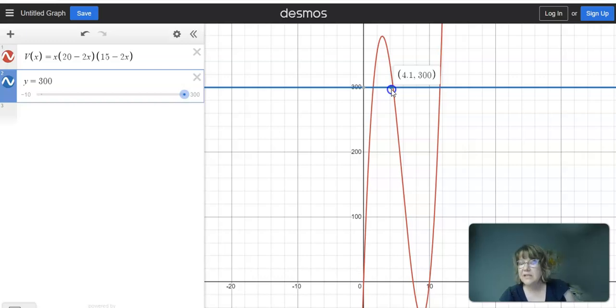4.1. Let's see, that gives that answer. Let me get on there. There we go. 4.5 looks like that will give me 300 for the volume. And then over here, about 1.45 will give me 300 as well. So there are 2 answers that make sense.